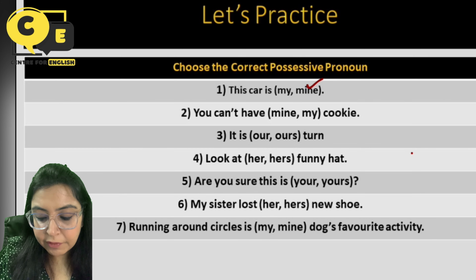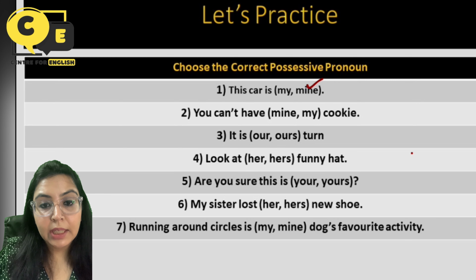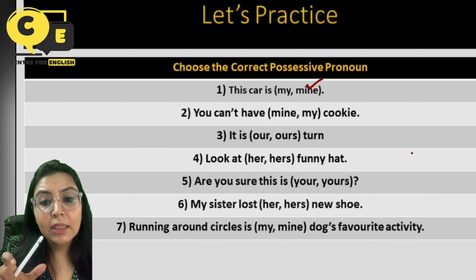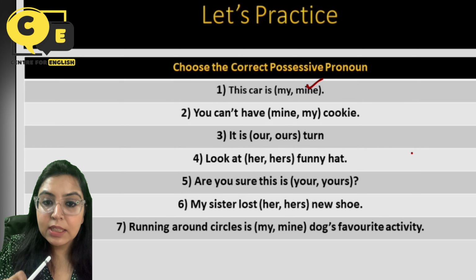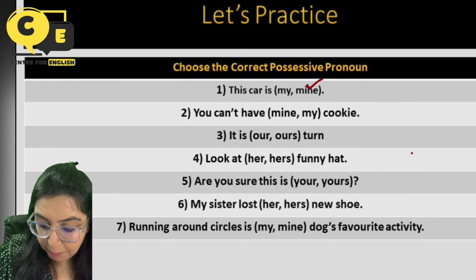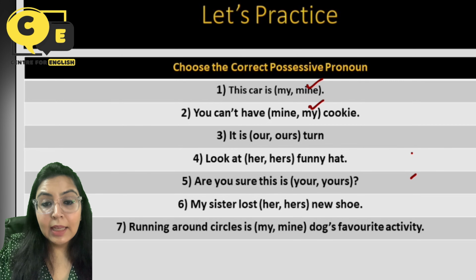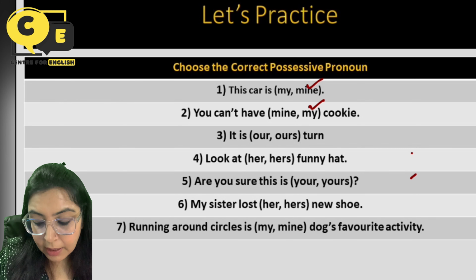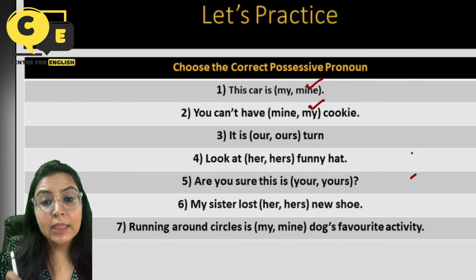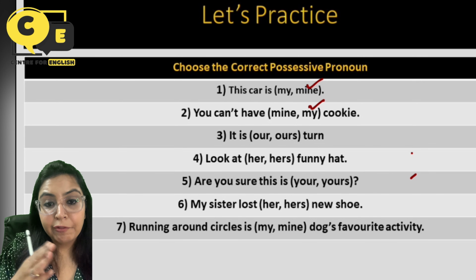You can't have mine or my cookie. Now here cookie is the noun जिसकी possession दिखानी है. So you can't have mine cookie. Here the first person pronoun is used before the noun. So my cookie. It is our or ours turn. Now here turn is the noun जिसकी possession दिखानी है. So we will use it is our turn before the noun.